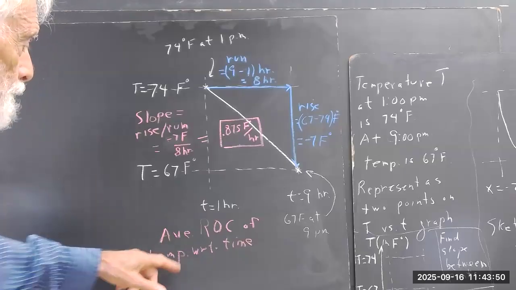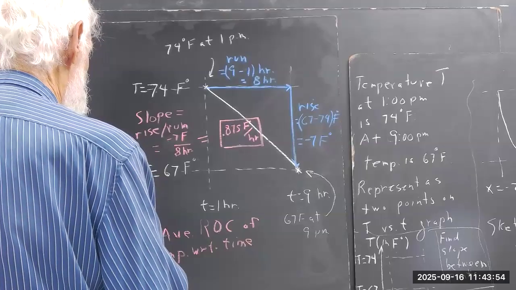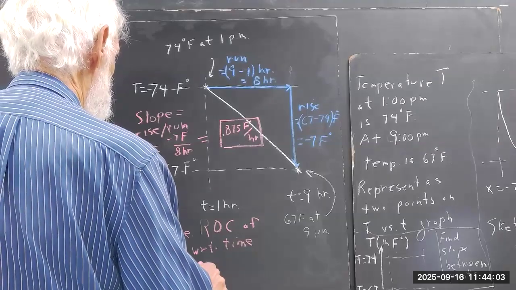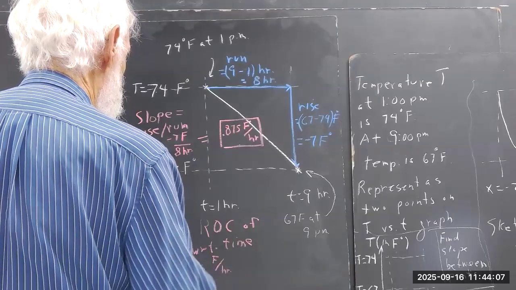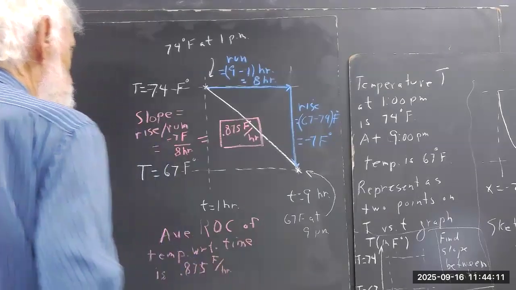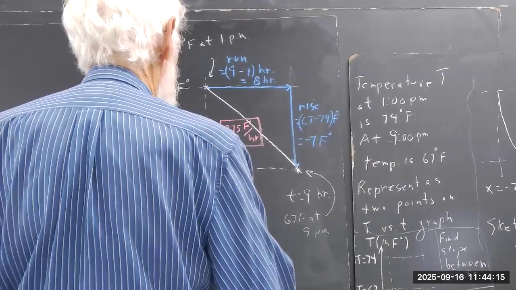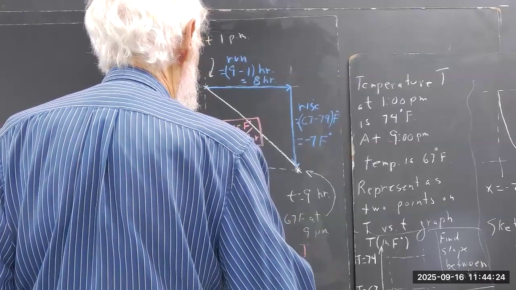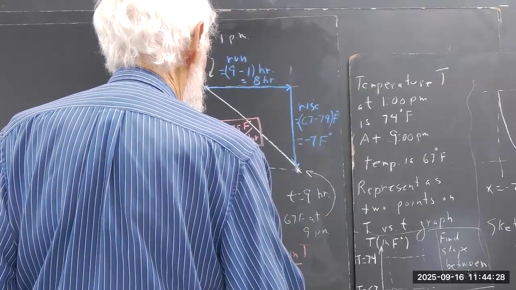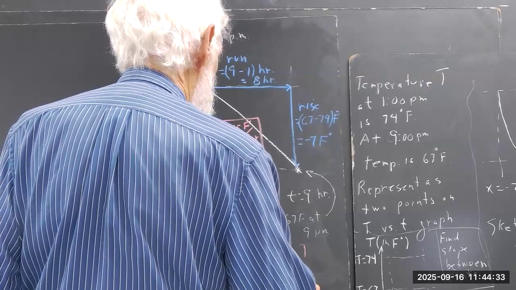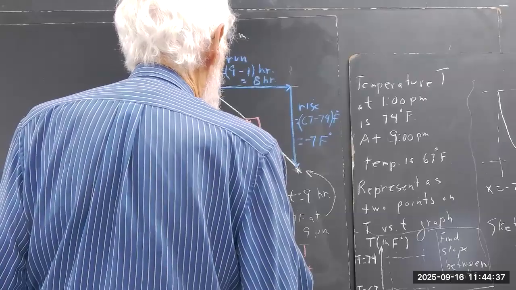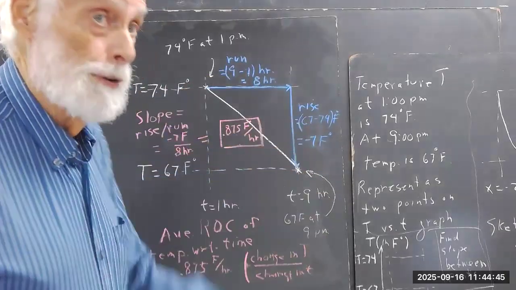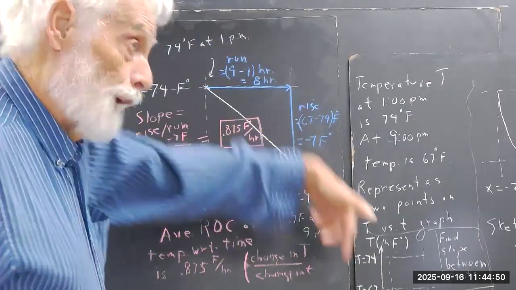All right, well, enough digression. Average rate of change of temperature with respect to time is, I'll also make the note, that's change in big T divided by the change in little t, because your run is the change in your time and the rise is the change in your temperature. Your time goes up by 8 hours, your temperature goes down by 7 degrees.